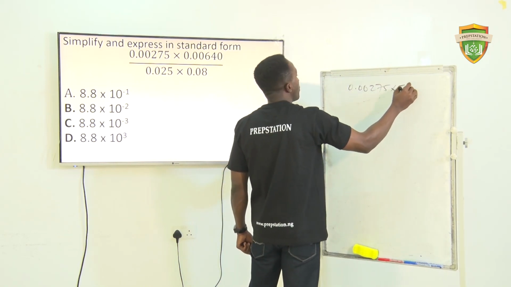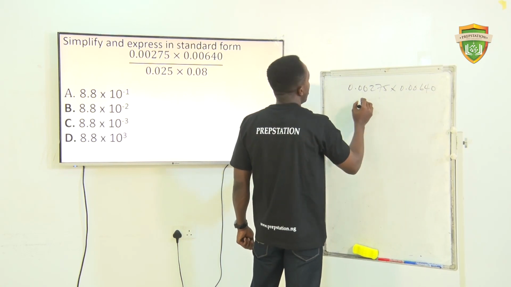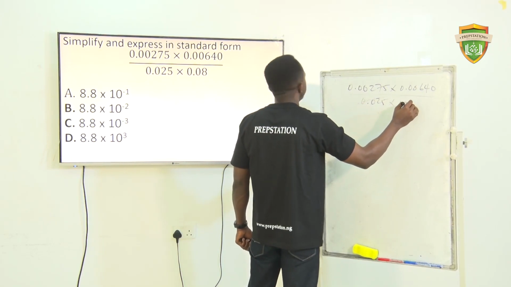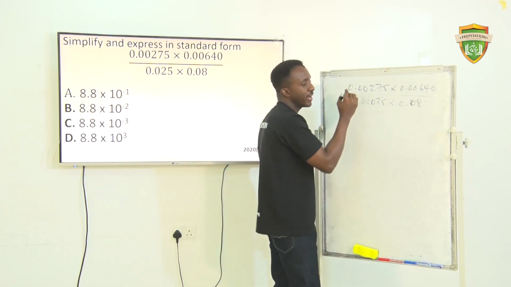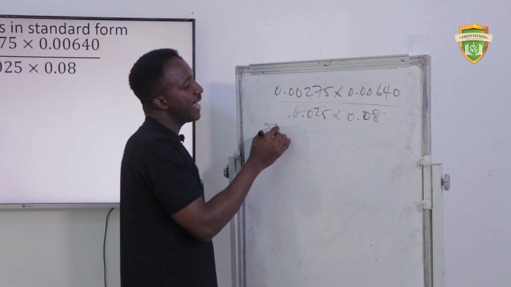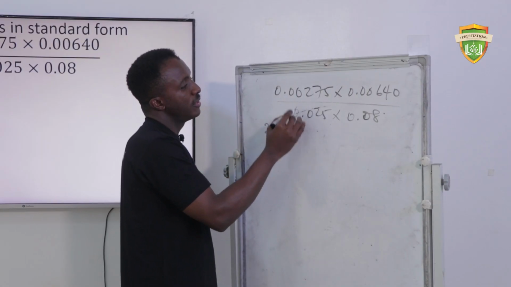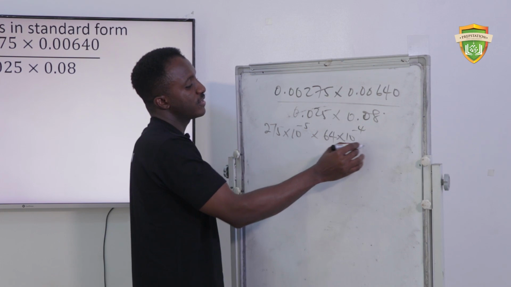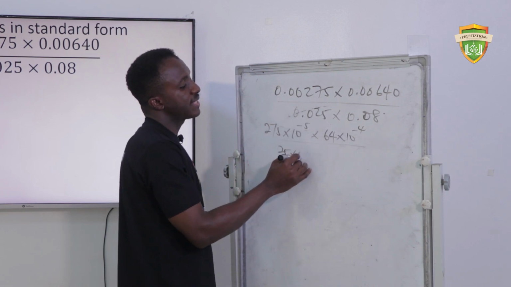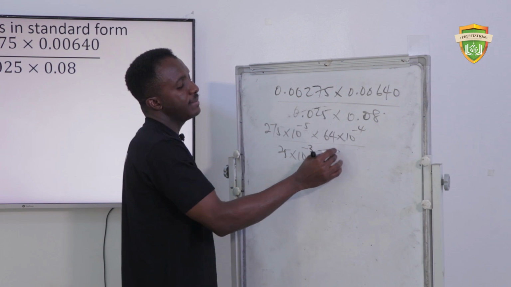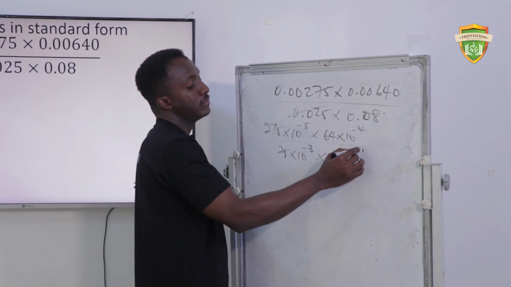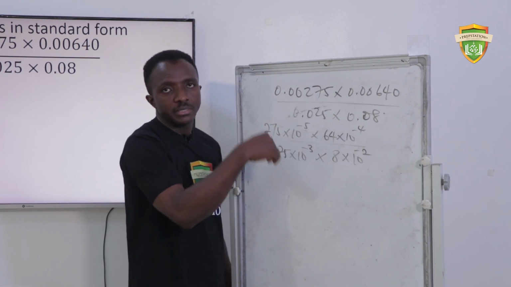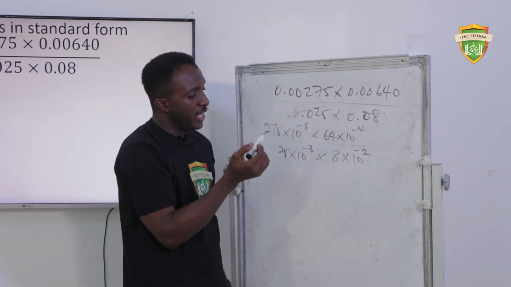0.00275 times 0.00640 over 0.025 times 0.08. Alright, so I have 275 times 10 raised to the power minus 5 times 64 times 10 raised to the power minus 4 over 25 times 10 raised to the power minus 3 times 8 times 10 raised to the power minus 2. Now, of course, you know what I mean. I move the decimal point the number of places that we have quoted here. It makes the work easy for me.